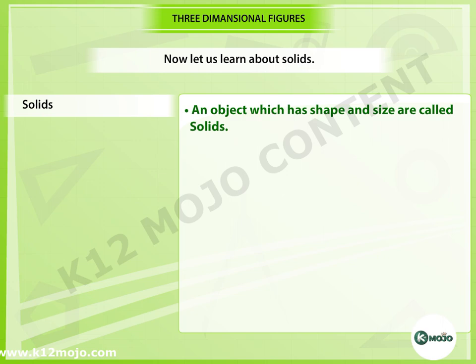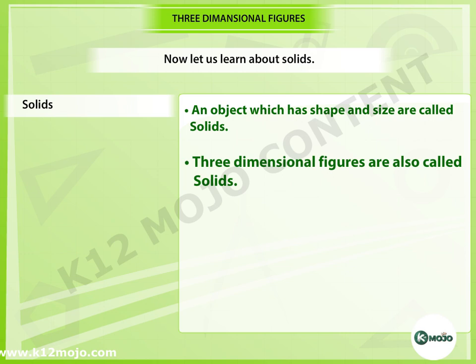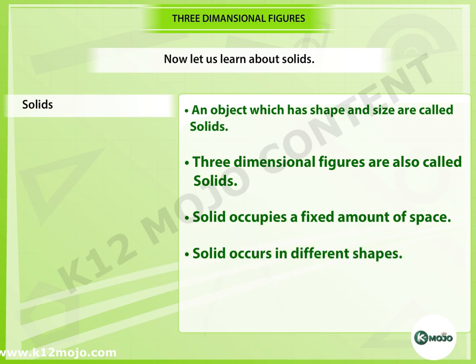An object which has shape and size is called a solid. Three-dimensional figures are also called solids. A solid occupies a fixed amount of space. Solids occur in different shapes.